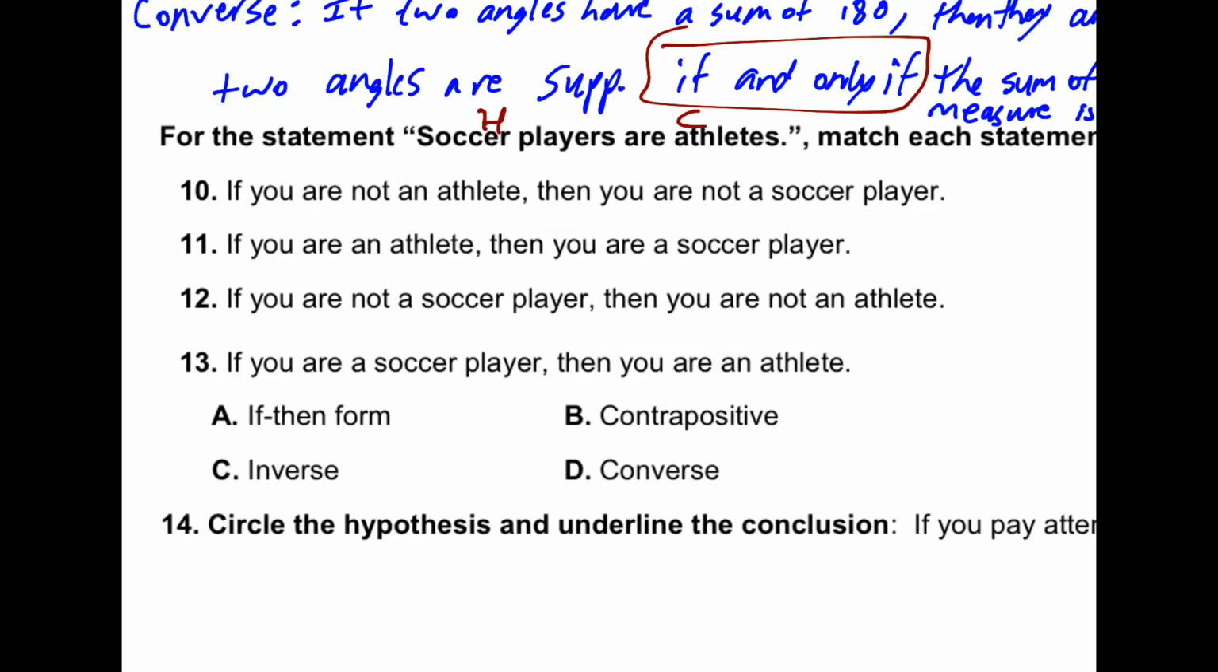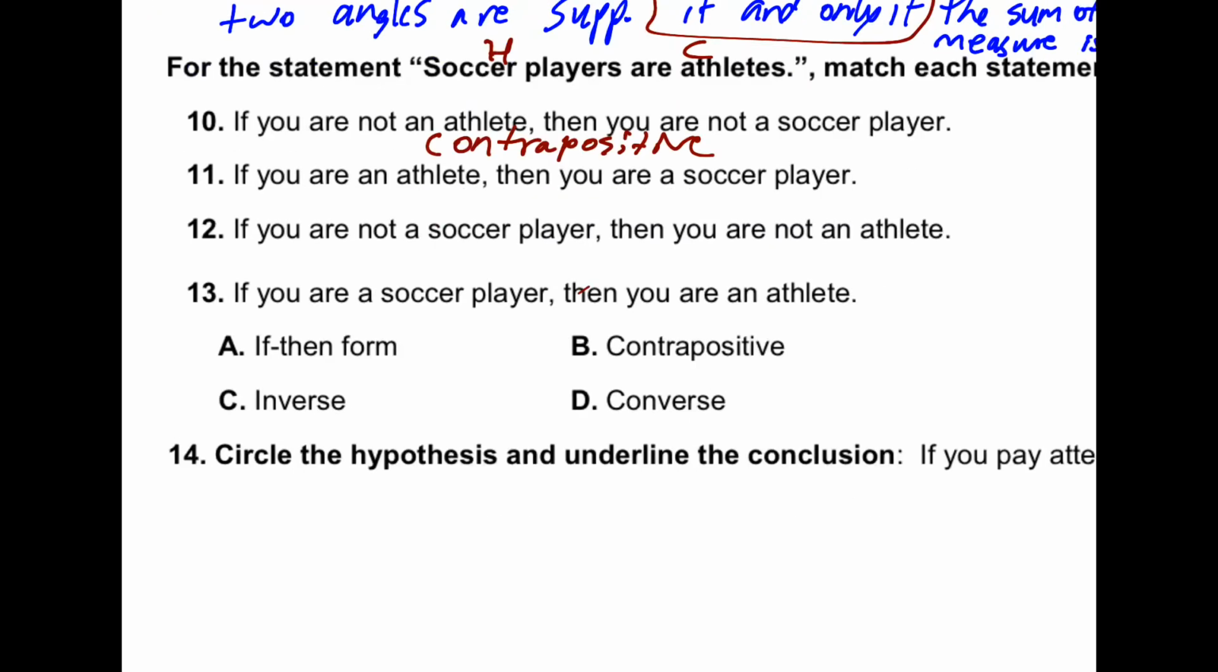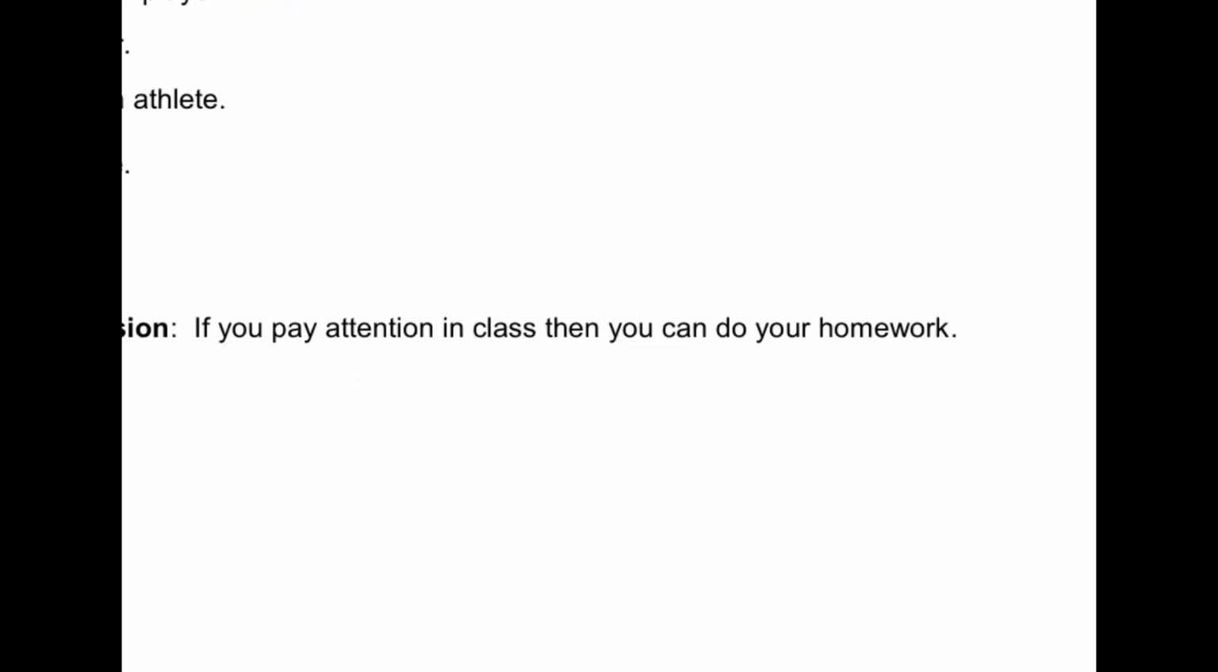So for the next section, we're using this conditional statement. If you're a soccer player, then you're an athlete. Number 10 is the contrapositive, not the conclusion, then not the hypothesis. Number 11 is the converse. These have just been switched. Number 12, this is the inverse. For 13, the answer is A, if-then form. And we're supposed to circle the hypothesis and underline the conclusion.